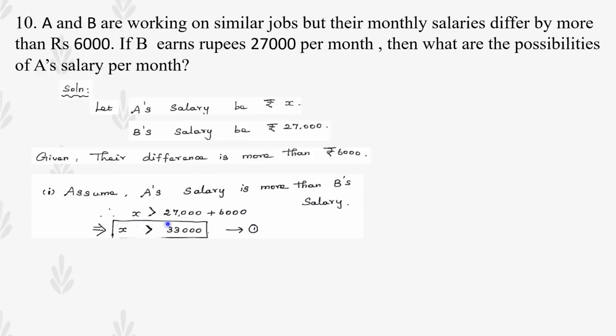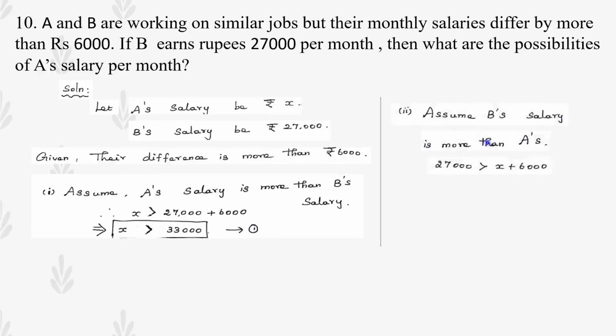That is x value is greater than already B salary 27000. எவ்வளோ டிஃப்ரென்ஸ்னு சொன்னாங்கன்னா rupees 6000 சொன்னாங்க. ஸோ 27000 ஓட 6000 ஆட் பண்ணோம்னா we will get 33000. அப்போ A யோட சேலரி 33000 ஐ விட greater ஆ இருக்கும்னு சொல்லியிருக்காங்க. This is one of the possibilities. The other possibility is assume B's salary is more than A's salary. Okay, B salary 27000, which is greater than A ஓட salary x. So more than சொன்னாங்கன்னா rupees 6000 சொன்னாங்க. So plus 6000 போட்டுருக்கோம். Okay, from that x value கண்டுபிடிக்கணும்.